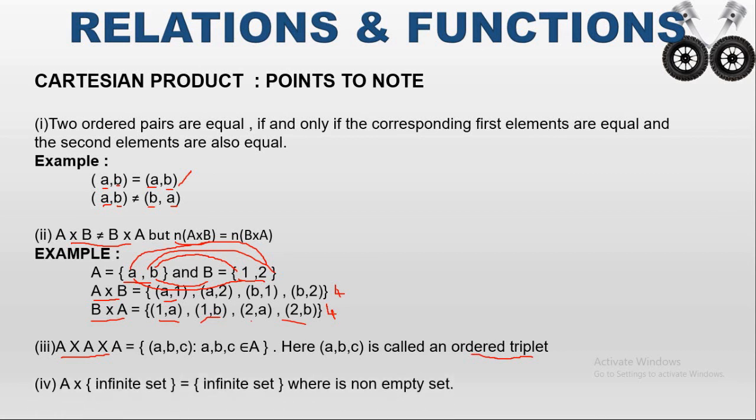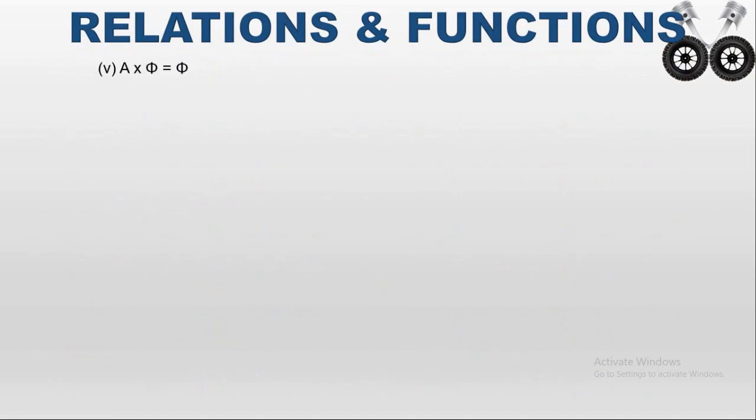A cross infinite set equals infinite set. If you multiply any set with an infinite set, the answer should also be an infinite set. Then A cross null set equals null set. That is, if you multiply the null set, meaning empty, with A, the answer should be the empty set. Then n of A cross B equals n of A into n of B. That is, number of elements in A cross B equals number of elements in A into number of elements in B.